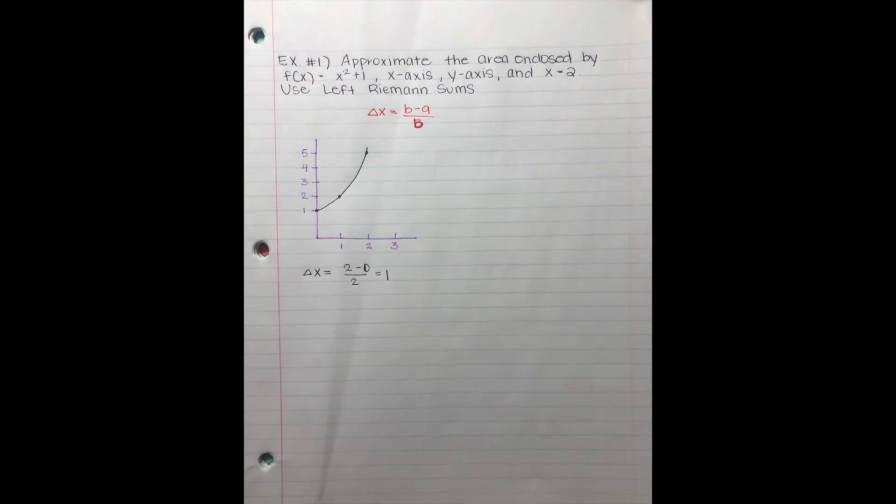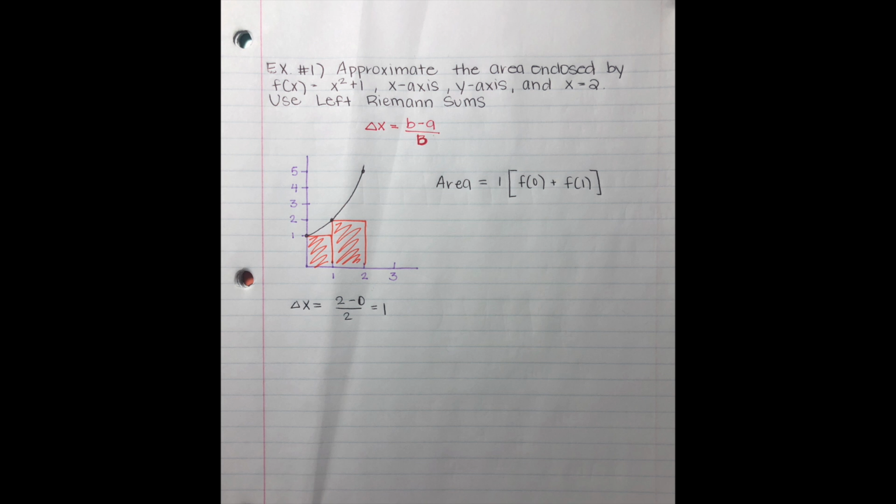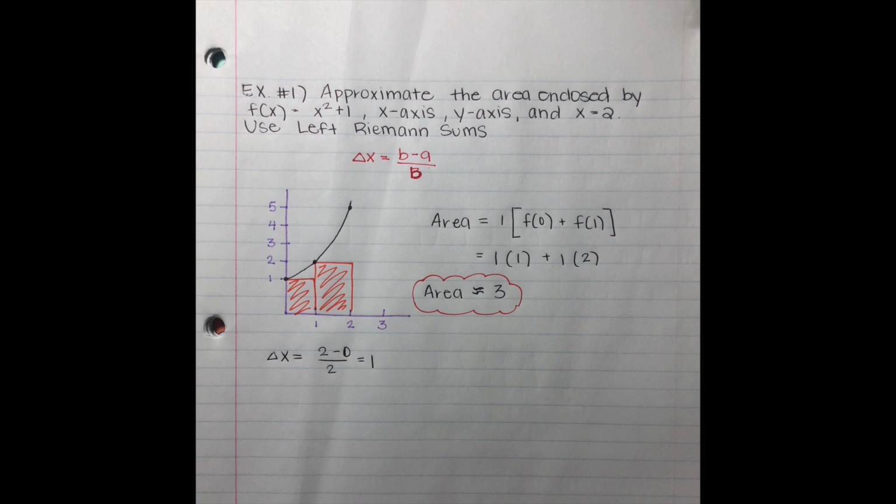To find the change in x, we will use the equation b minus a over n. Plugging in 2 minus 0 over 2, you get the change in x is 1. Beginning from the left, you will go from 0 to 1 and 1 to 2. You will use f of 0 and f of 1 as your main values. Once you have those values, you add them up and your area of the enclosed space is 3.